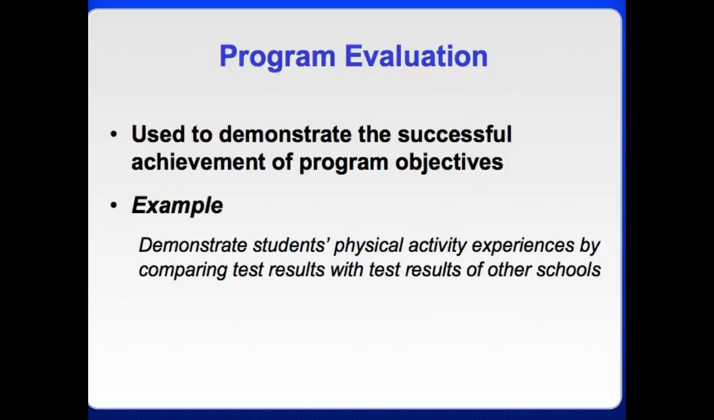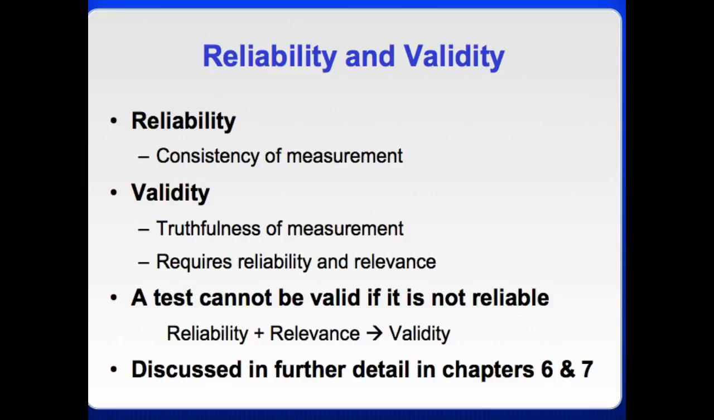Program evaluation. Used to demonstrate the successful achievement of program objectives. For example, demonstrate students' physical activity experiences by comparing test results with test results of other schools. Reliability and validity. Reliability is consistency of measurement. Validity, truthfulness of measurement, requires reliability and relevance. A test cannot be valid if it is not reliable. So reliability plus relevance, and then validity. Discussed in further detail in chapters 6 and 7.